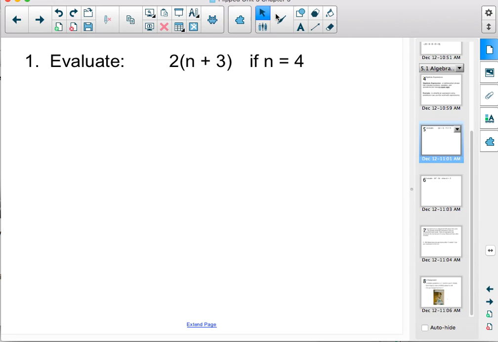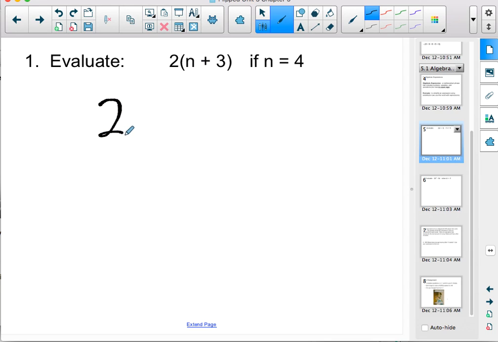First problem that we want to take a look at here is to evaluate the expression 2 times the quantity of n plus 3 if n is equal to 4. This is number 1 in your note packet, so you can follow along with this. First thing we want to do is take our 4 and substitute it in for n. So it's going to be 2 times the quantity of 4 plus 3. And remember, we're going to follow our order of operations. The first thing we'll do is evaluate the parentheses. 4 plus 3 is 7.